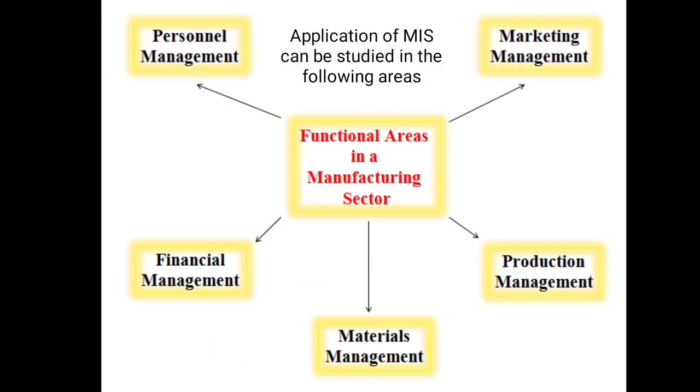Like I have also said, in a manufacturing sector, I can broadly classify the functional areas into five main areas. We have personal management, marketing management, production management, material management, as well as financial management. Now, application of MIS can be studied in all these areas. But my focus today will be only on personal management, and as I have already told you, my upcoming videos will be focusing on the other functional areas of the organization.